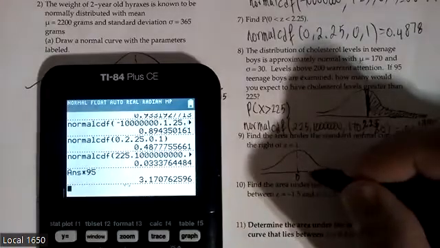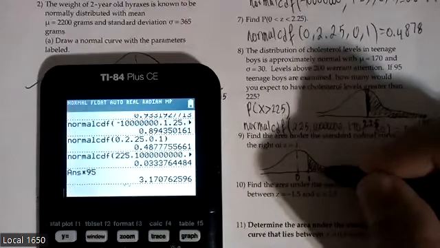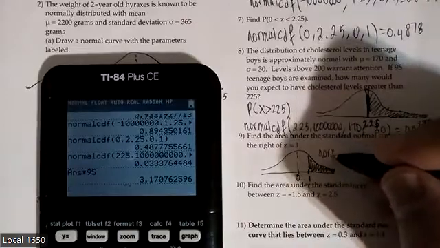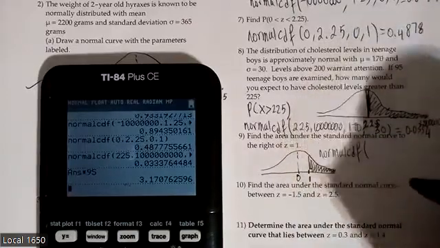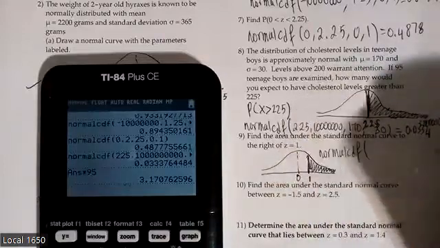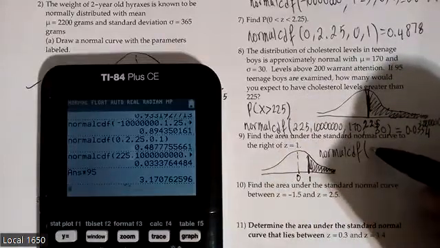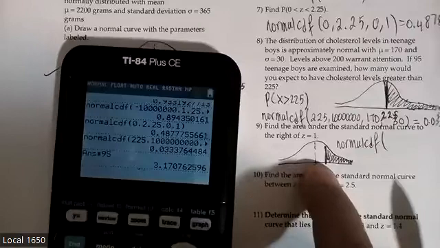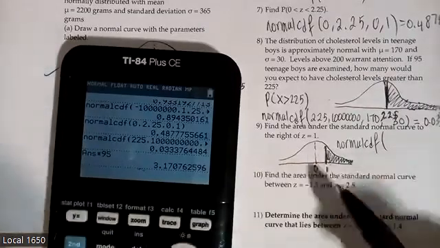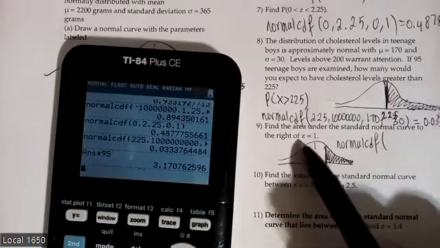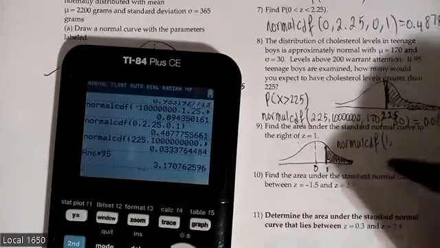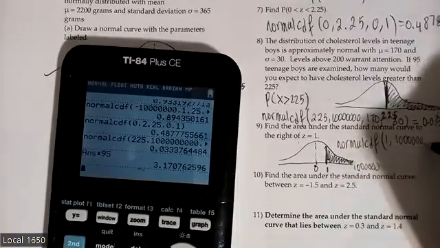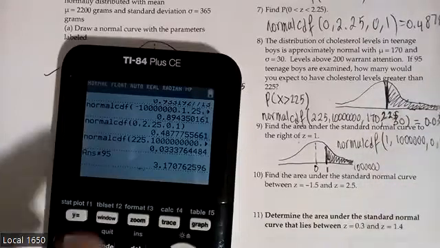Okay, to the right of Z equals 1. This is Z equals 1 right here. We need this. I'm trying to do a sketch for you guys so you know exactly what we're doing. So it's going to be normal CDF. Can a student tell me what's the lower bound first of all? It's going to be negative 10 billion. No, it can't be. Where is the negative? I don't see any negative. We're starting at what here? 0. No, 1. That's the area. It says to the right of 1. 1 and then a million right here. Then 0, then 1.